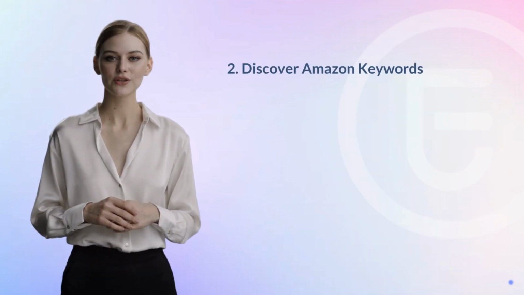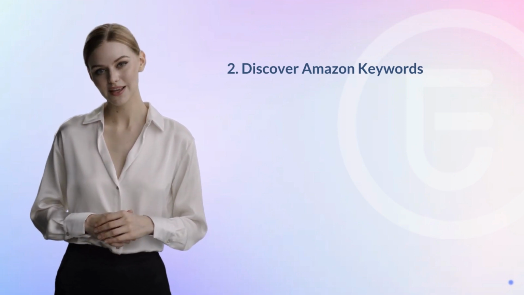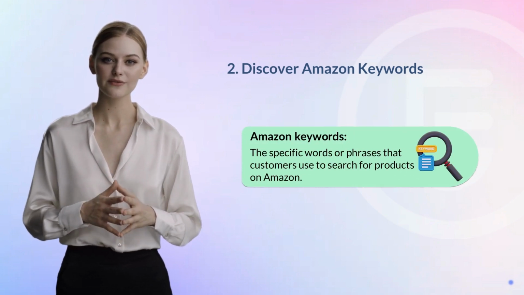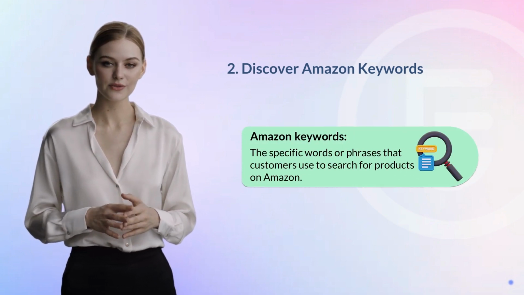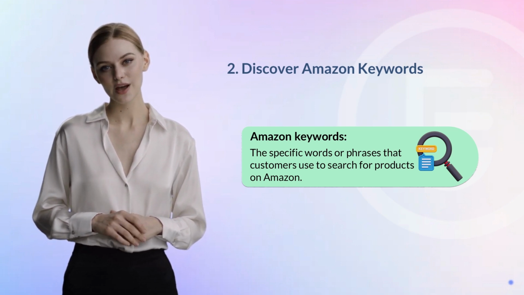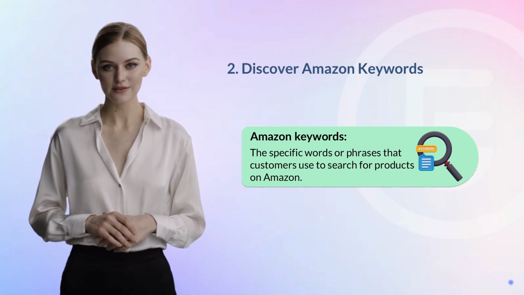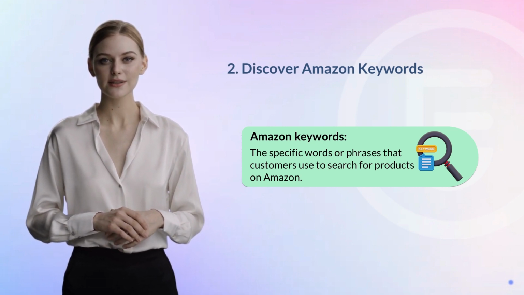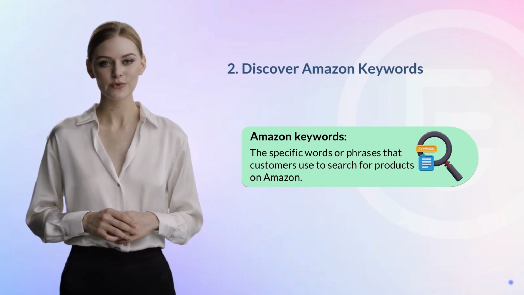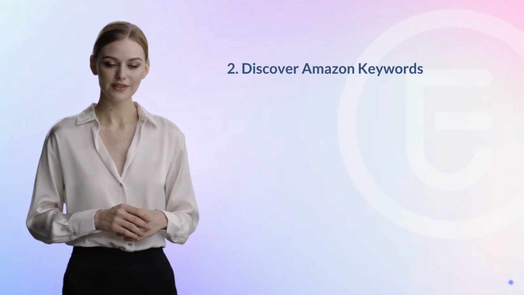After identifying your product's unique selling points and customer pain points, it's time to focus on discovering Amazon keywords for further optimization. Amazon keywords are the specific words and phrases that potential customers use to search for products on Amazon. These keywords are critical for optimizing your product listing to ensure it appears in relevant search results. Using Amazon keywords properly can help your product rank higher in search results, increasing the chances of potential customers finding your product. There are several ways to discover Amazon keywords.